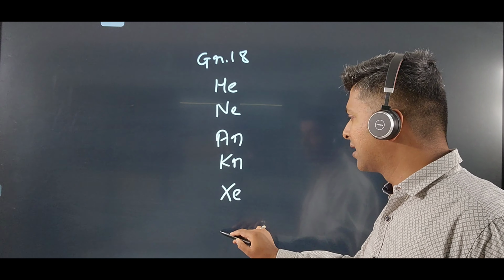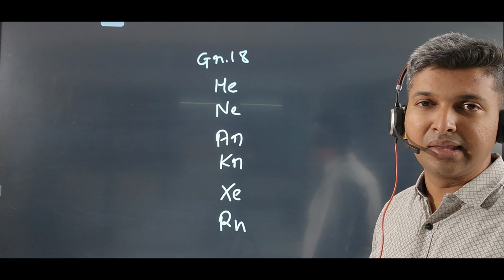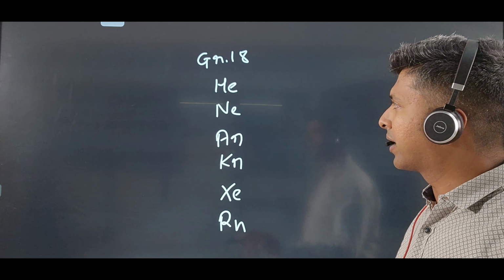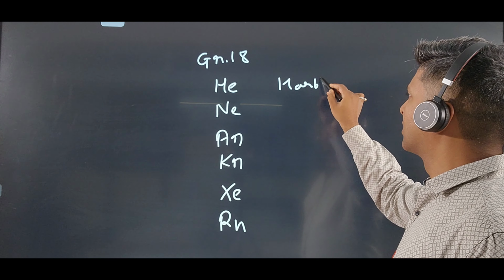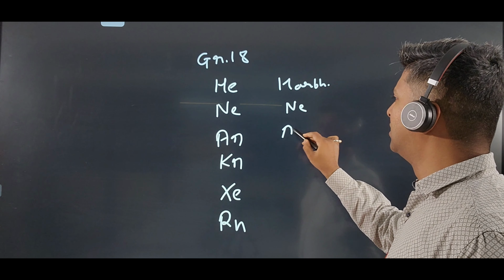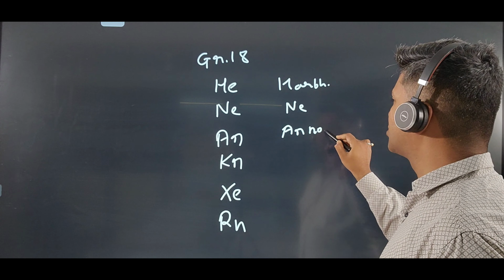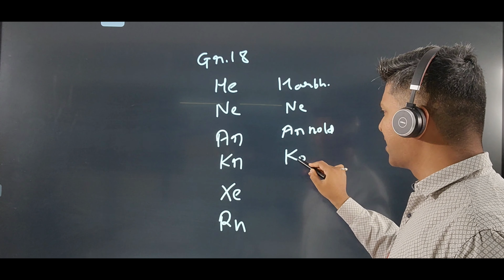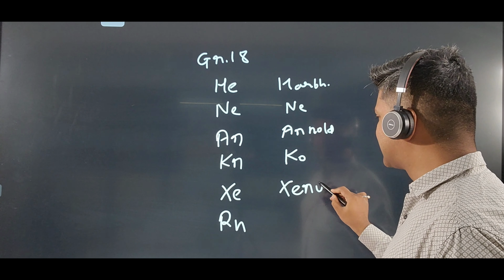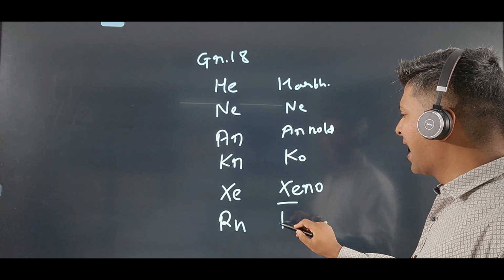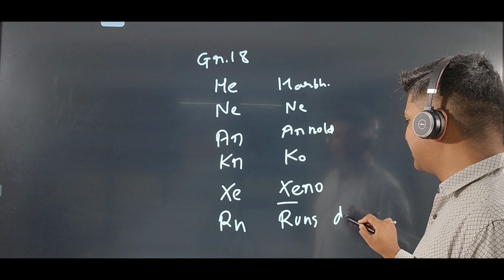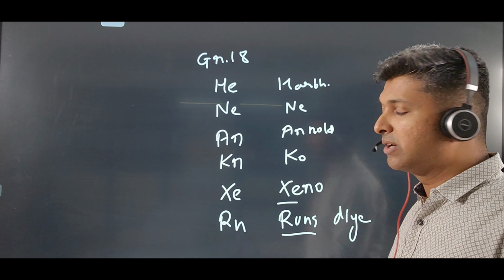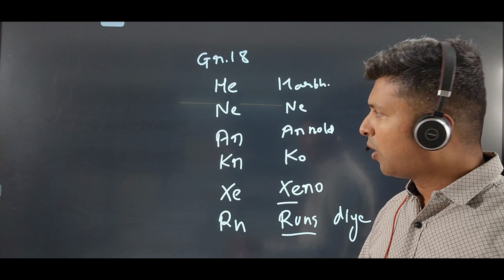0 runs diye. Okay, 0 runs diye. 0 is the Xerox wala 0. So Harbhajan reminds you of hydrogen, no, helium, Ne reminds you of neon, Arnold reminds you of argon, Ko reminds you of krypton, 0 is the Xerox wala 0 reminds you of xenon, and runs reminds you of radon. All these are noble gases.